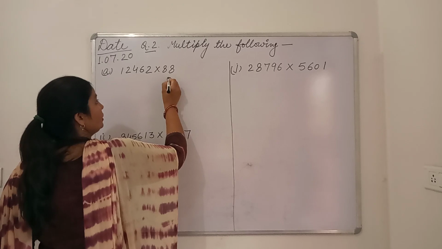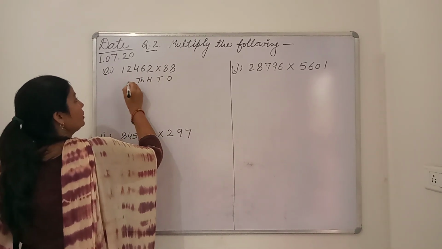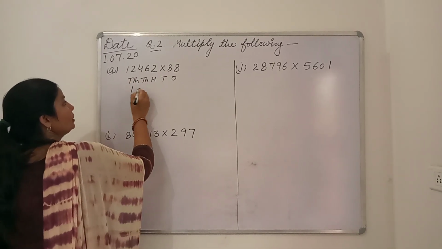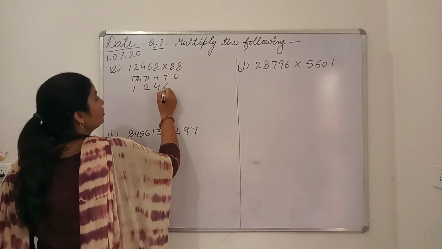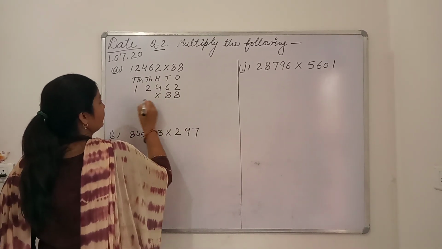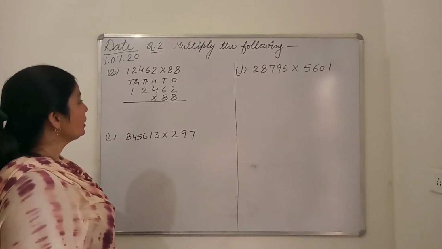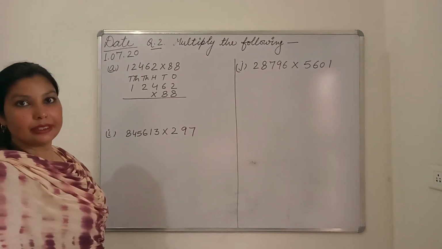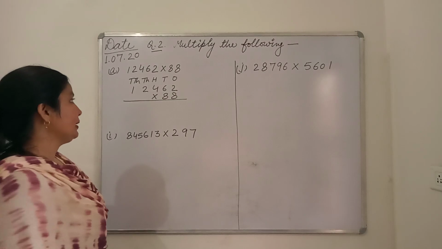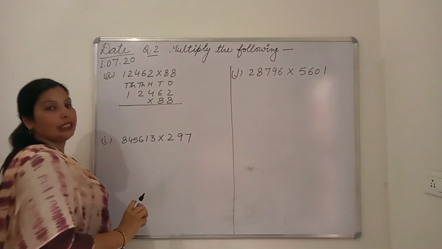Ones, tens, hundred, thousand, 10,000. 12,462 multiplied by 88. Now we should recite here 8 ones and 8 tens. In both ones and tens we have 8, means both times we should multiply by 8. So firstly we should multiply by ones column, so we should recite the table of 8.